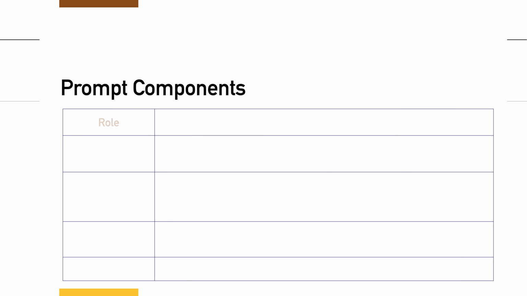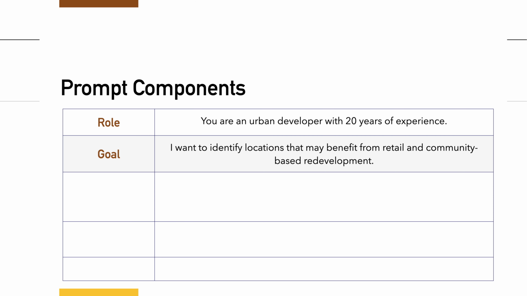Earlier, I asked Copilot for information about real estate development in Arizona. Let's write a better version of that question using these components. To start, I might write, you are an urban developer with 20 years of experience. I'm giving Copilot a role. I want it to answer questions the way that person would answer questions. Next, I'll tell it I want it to identify locations that may benefit from retail and community-based redevelopment. This is my goal. The more detail you can offer in the goal, the more likely Copilot will find information to achieve that goal.